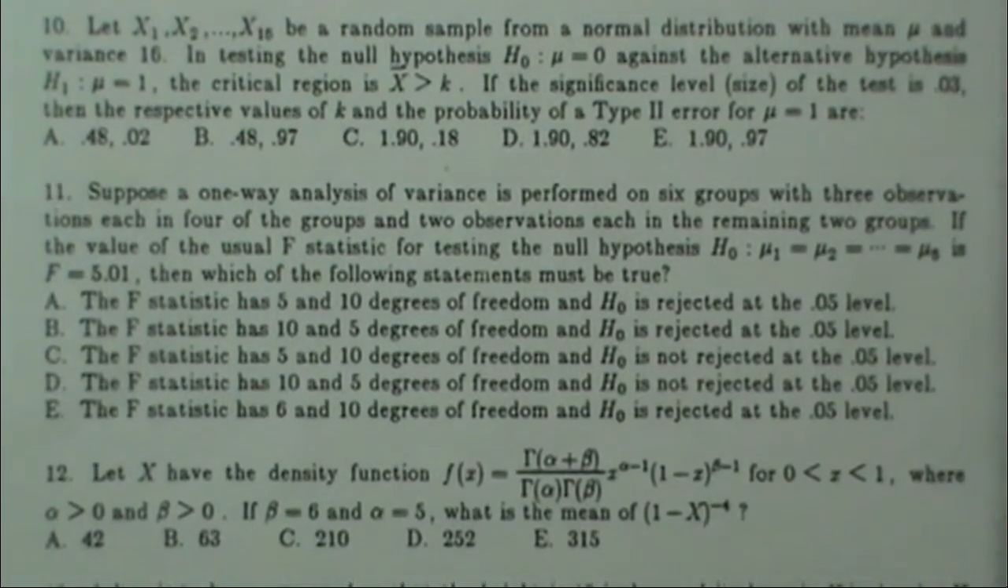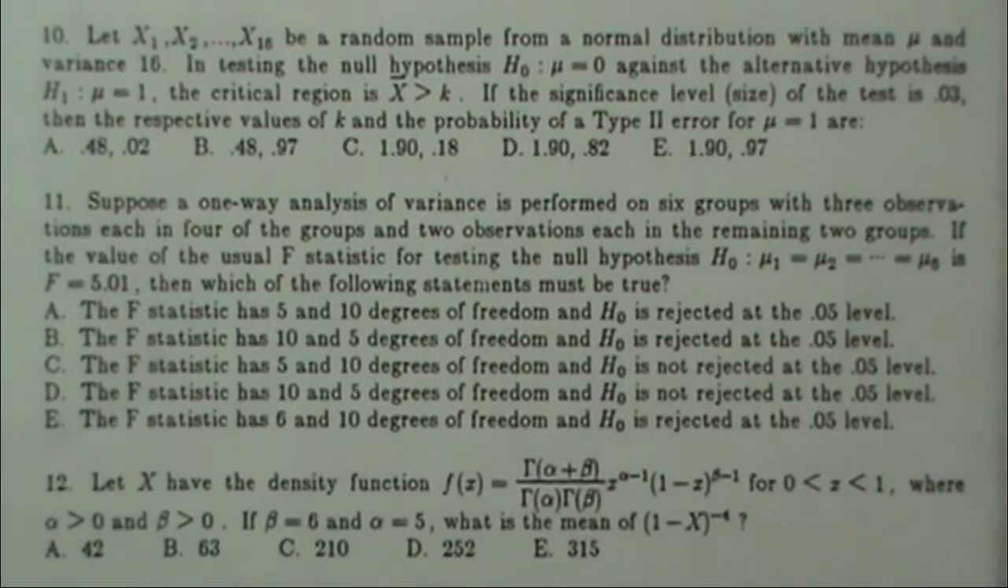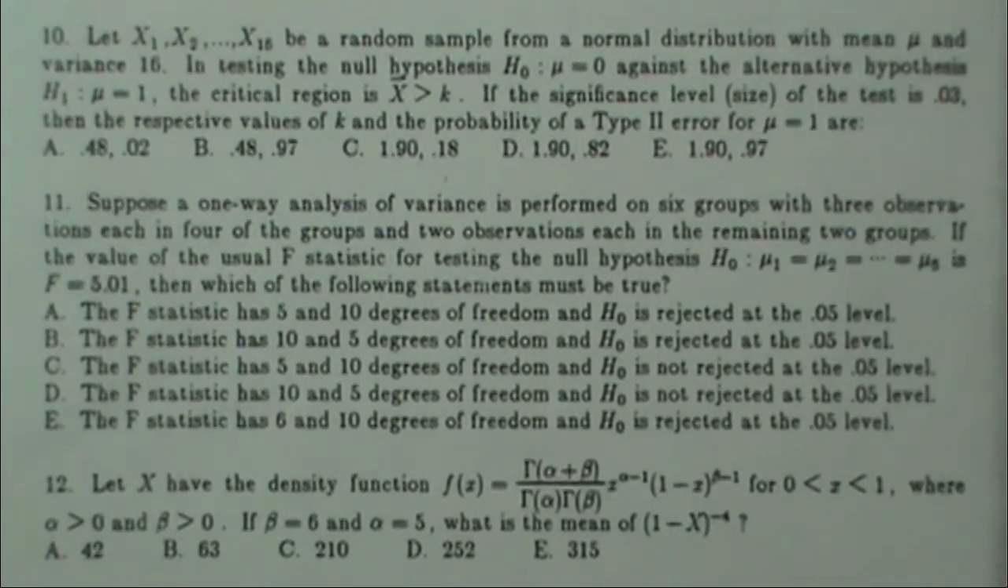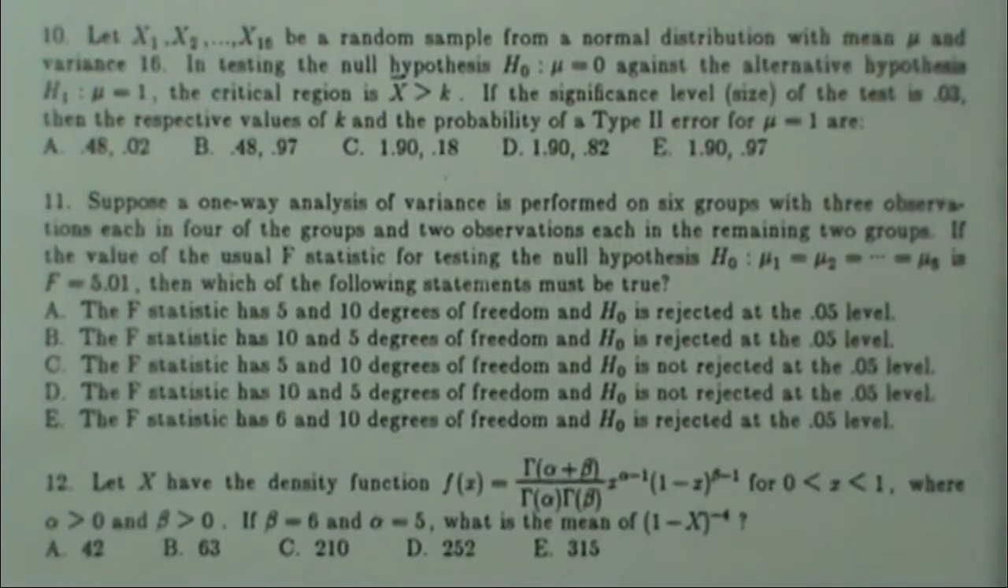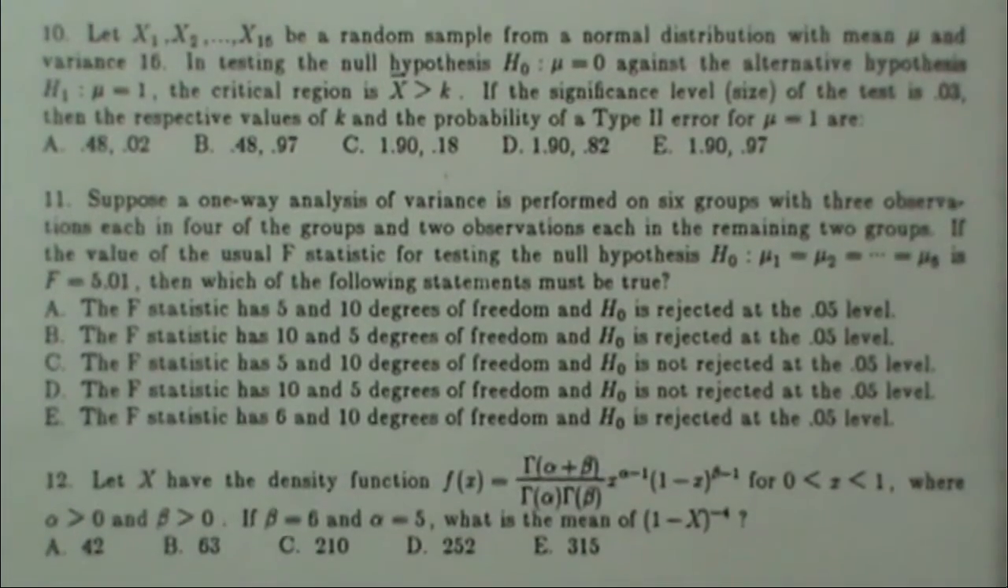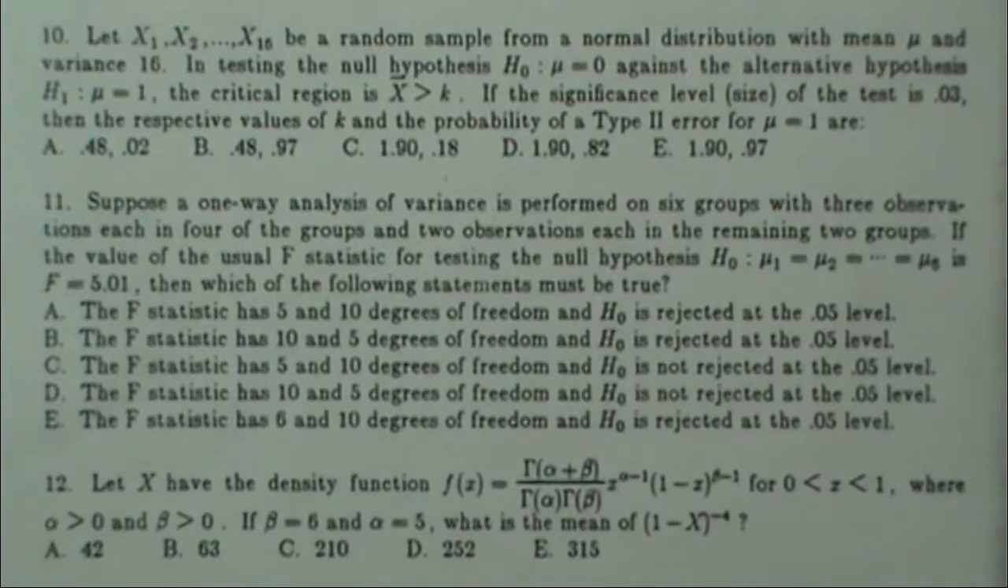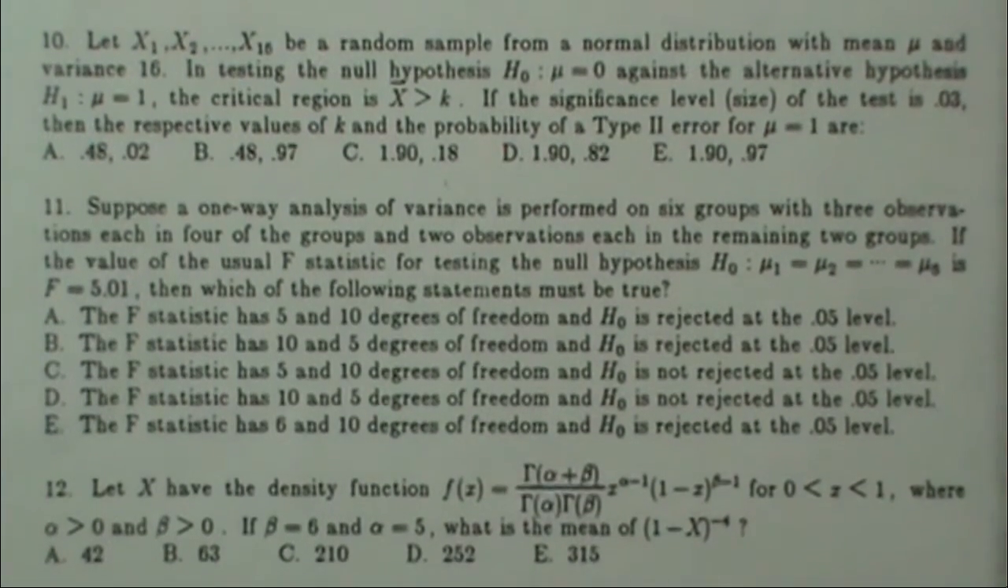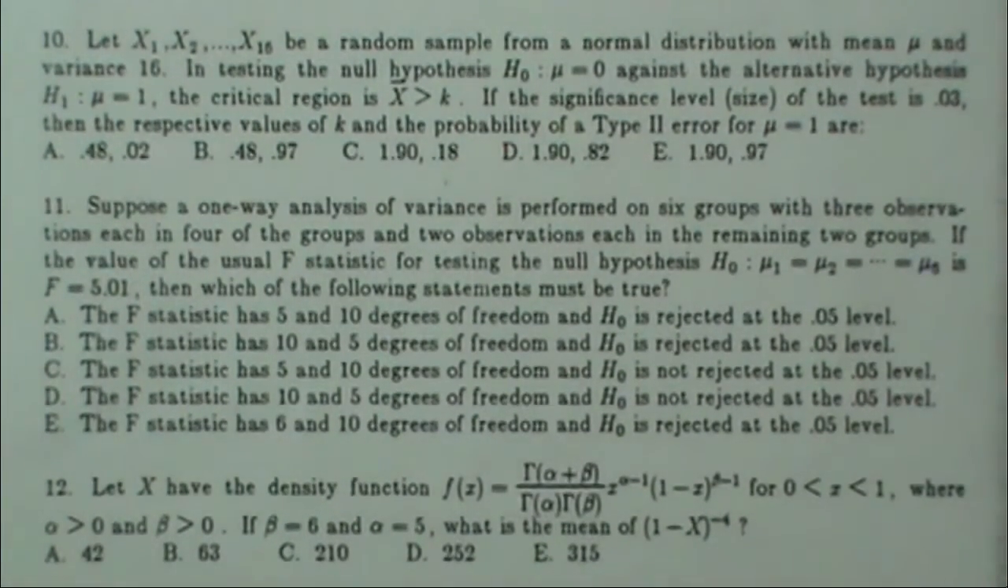Number 11, suppose a one-way analysis of variance is performed on 6 groups with 3 observations each in 4 of the groups and 2 observations each in the remaining 2 groups. If the value of the usual test statistic for testing the null hypothesis that all the means are equal is F equal to 5.01, then which of the following statements must be true?